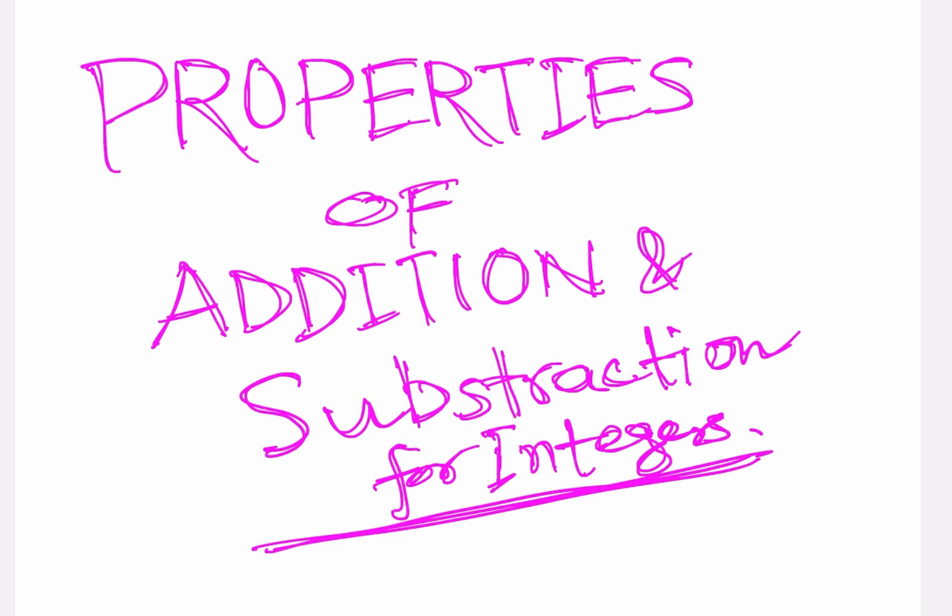Hello students, today we will discuss the second part of chapter 1, which is about properties of addition and subtraction for integers. In this chapter we will see the closure property for addition and subtraction of integers, and we will also discuss the commutative property, associative property and additive property of integers.